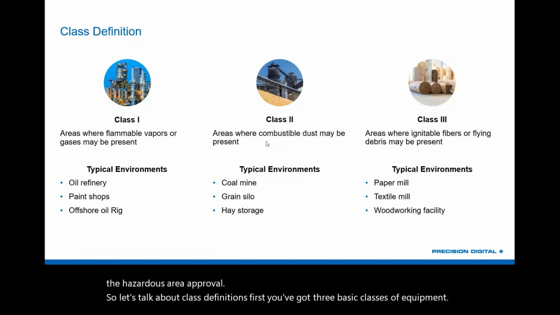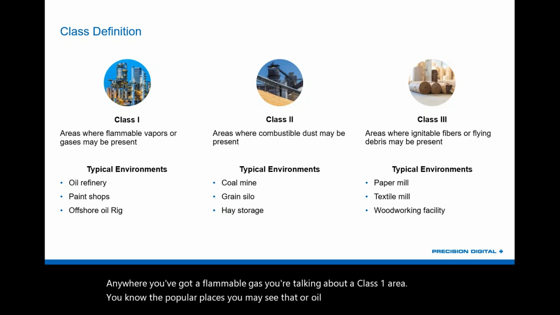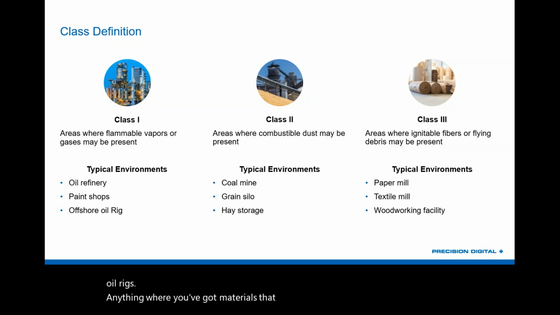Class 1 is for areas where flammable vapors or gases are present. So anywhere you've got a flammable gas, you're talking about a Class 1 area. Popular places you may see that are oil refineries, paint shops, offshore oil rigs, anything where you've got materials that produce a flammable vapor or gas.